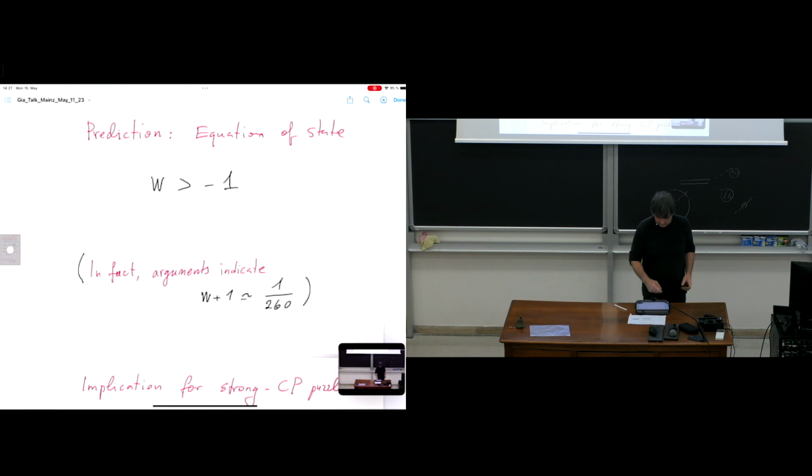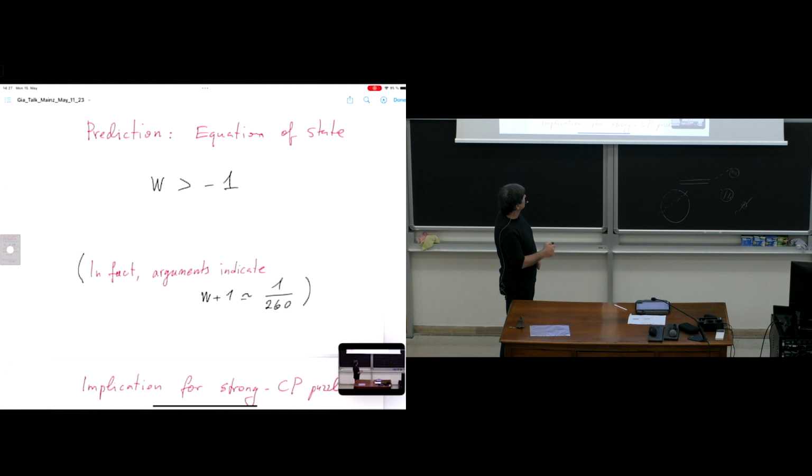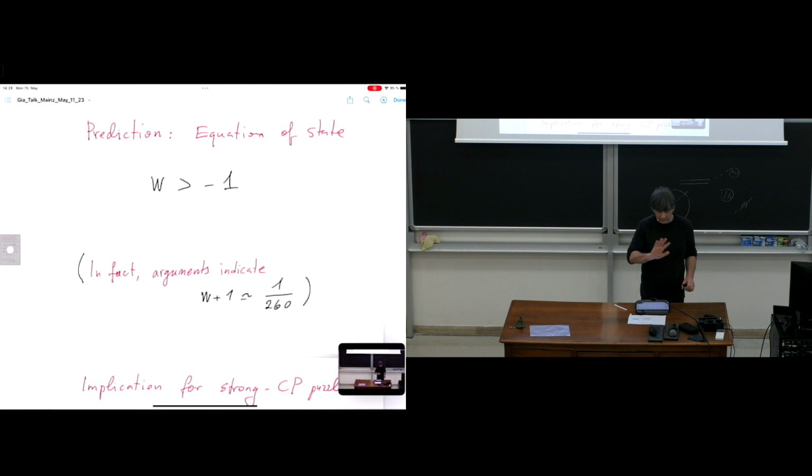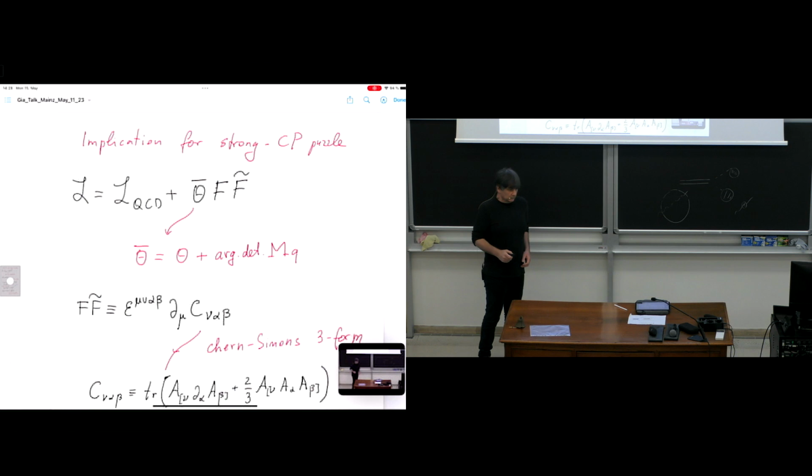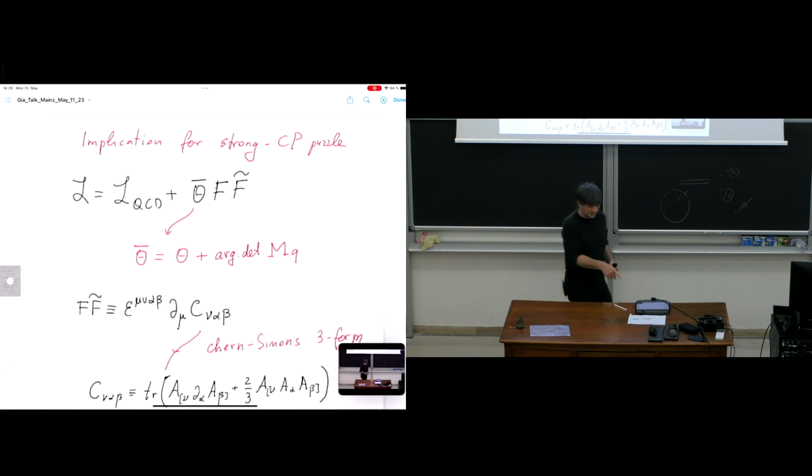But okay, there are arguments. First of all, this is true, but there are also some arguments that, interestingly, imply a deviation of the equation of state. But okay, I don't want to enter into this in this talk. I'll be happy to discuss later. Okay, let's come to the strong CP problem now, right? So this has very important implications for the strong CP problem, this motivation. And then the second motivation will open up when we discuss on the road.